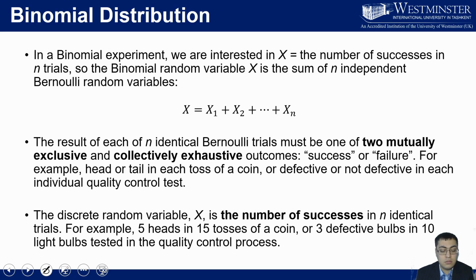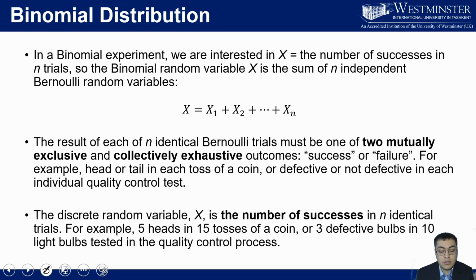So when we look at tossing a coin, if it lands a head, that does not mean that it has landed a tail as well. That means it's mutually exclusive and it's collectively exhaustive. That is, either I could have a head or a tail, but I don't have any other outcome.